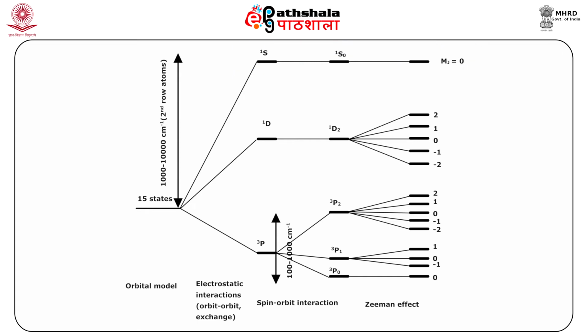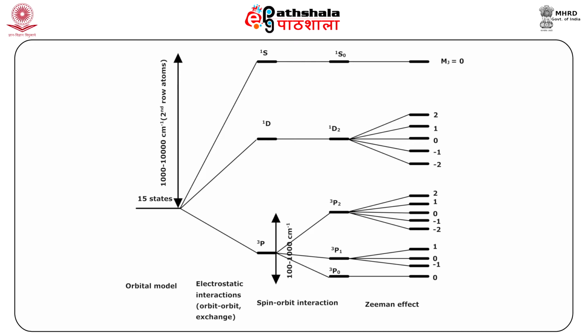Now in the presence of a magnetic field, all of these are split into different energy levels. The 3P0 level is split into only one energy level, because 2J plus 1 is equal to 1. For 3P1, the 2J plus 1 value is equal to 2 times 1 plus 1, which is 3, and this is what happens.